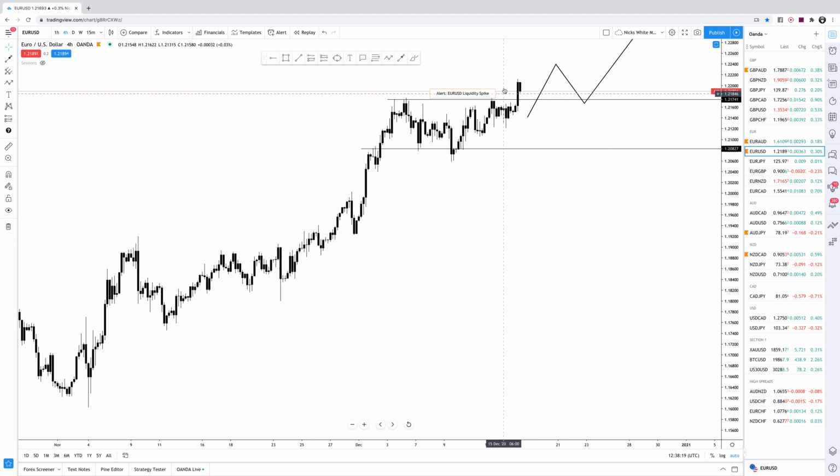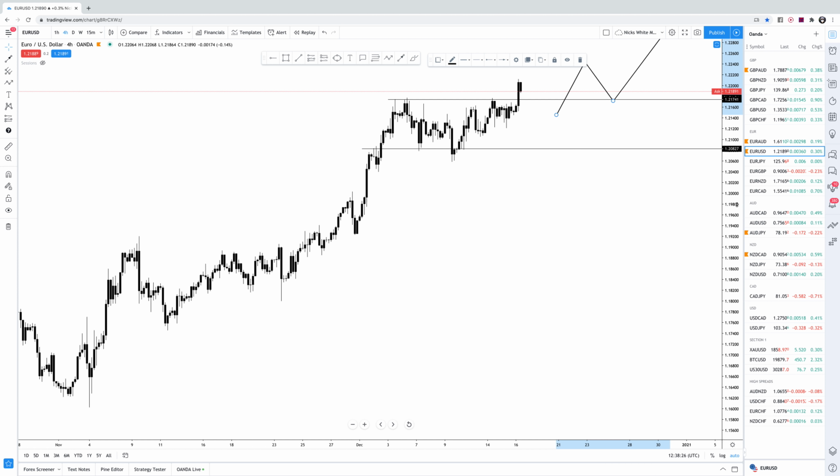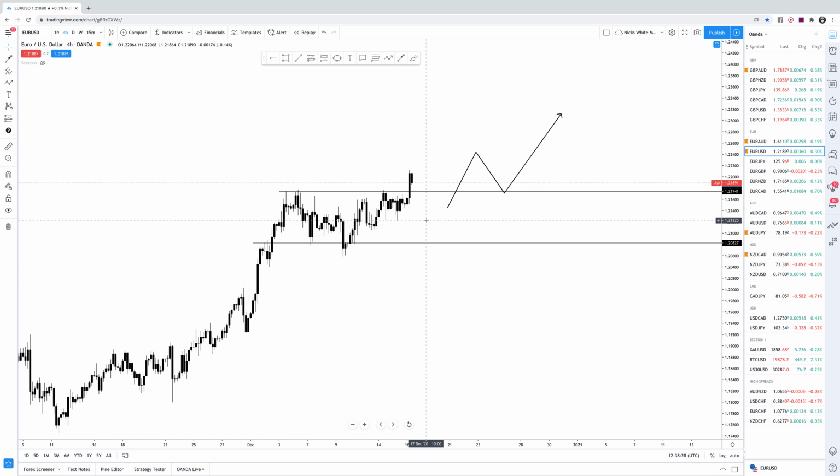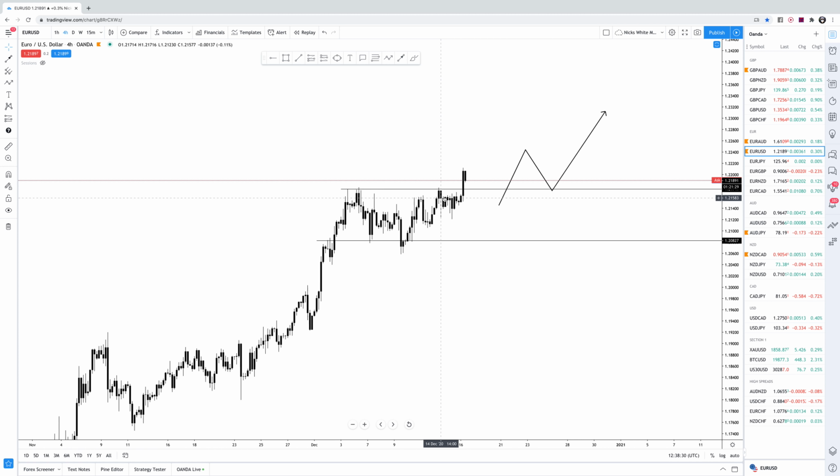And then we had price go above here and trigger my alert. So we had a price spike above this zone. I had this mapped out yesterday, what I was looking for. I wanted to see it break above and a retest of this area with rejection before going up.